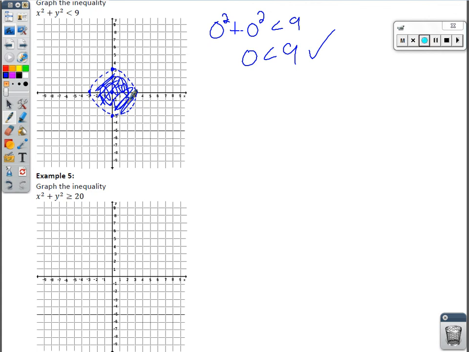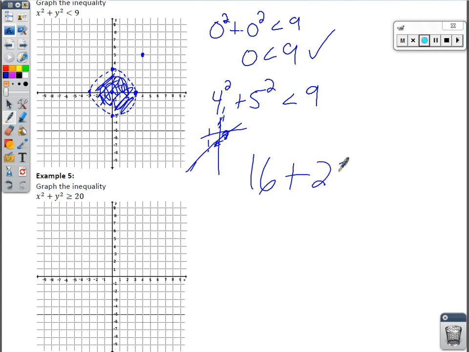We could even try this a different way. Say we take something outside the circle. How about the point 4, 5? That's outside the circle. If we do 4 squared plus 5 squared less than 9, 4 squared is 16. 5 squared is 25. We say is less than 9. Well, 16 plus 25 is definitely not less than 9. It's definitely bigger than 9. So that's false. We'll cross that out. So we have to shade inside.